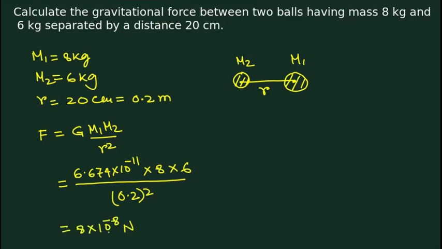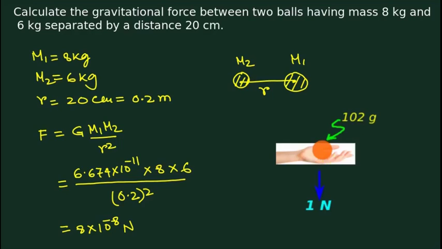So the two balls attract each other with this force. This is a very weak force, but how weak it is, you may realize if you hold a 102-gram ball and, due to Earth's gravity, it will be pulled by 1 Newton force. Now you must have realized how weak this force is.